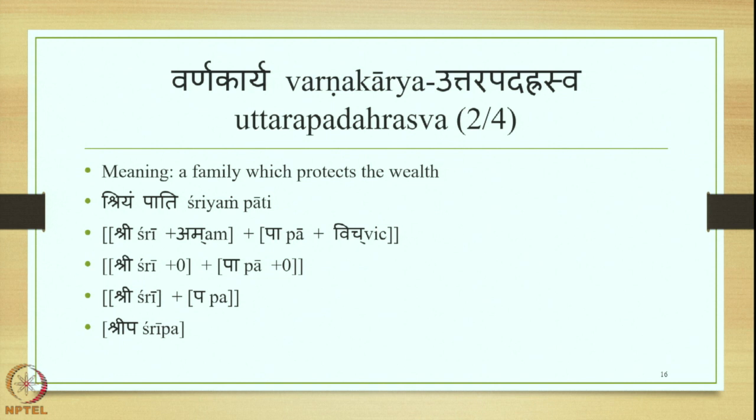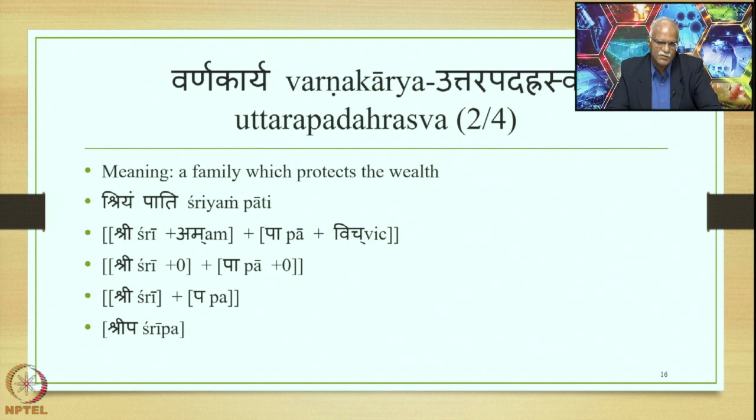So here is an example. If we have a meaning, a family which protects the wealth, Shriyam Pati. So we have Shri plus Am and Pa plus which. And then we have Shri plus Pa and Shri plus Pa. And so now we get the form Shri Pa. So in this case, the Uttarapada Pa has become shortened and we get the form Shri Pa.